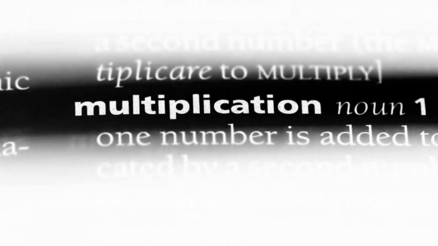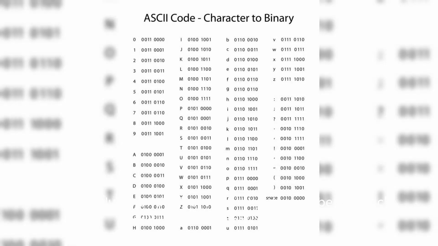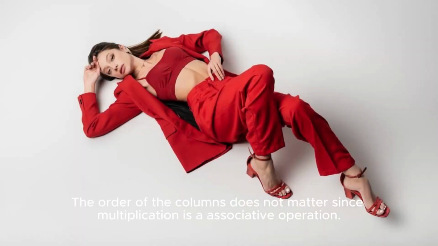Multiplication. Multiplying two matrices means to multiply the numbers in each column of the first matrix by the numbers in each column of the second matrix. The order of the columns does not matter since multiplication is an associative operation.